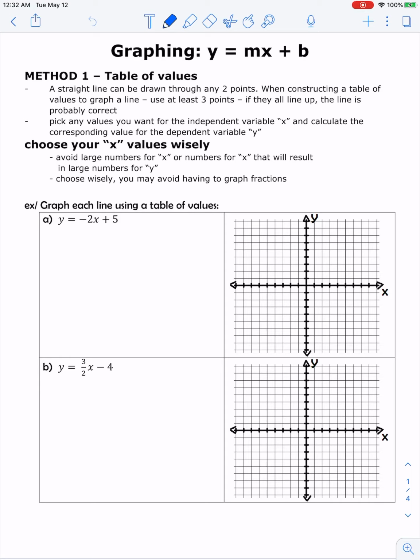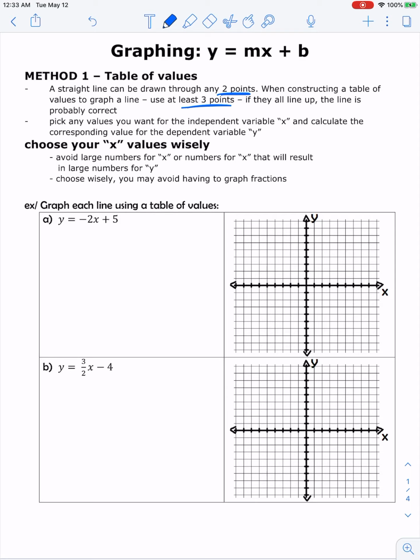These first two say graph using a table of values. So let's take a look at these words up here. A straight line can be drawn through any 2 points. When constructing a table of values to graph a line, use at least 3 points just to make sure that they all line up and you've done your math correctly. You can pick any values you want for the independent variable x. This time there is an independent and a dependent. X is always the independent and y is always the dependent.